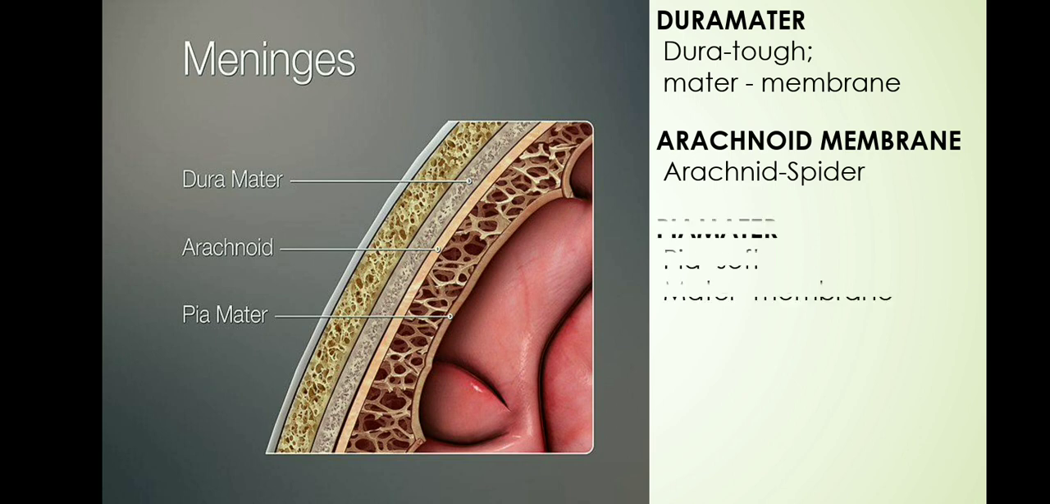The innermost membrane is called the pia mater. The word pia means soft and mater means membrane. This is the innermost membrane and it is very soft and delicate. So these three membranes are collectively known as the meninges, which provide additional protection to the brain. Now let's move on to discuss the different parts of the human brain.